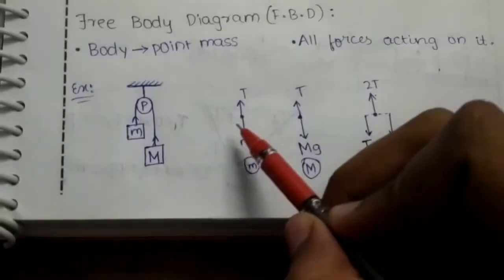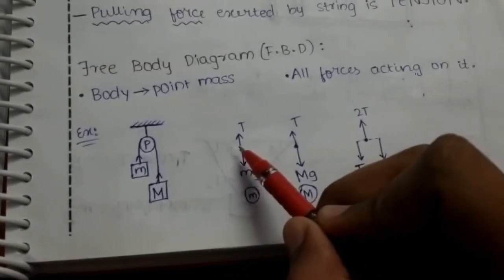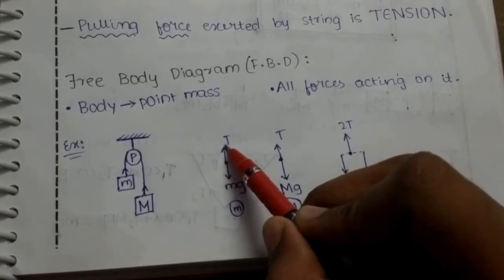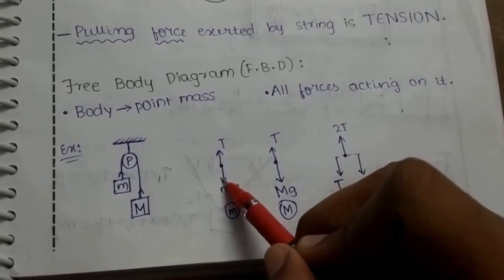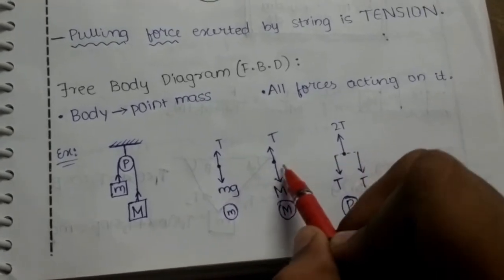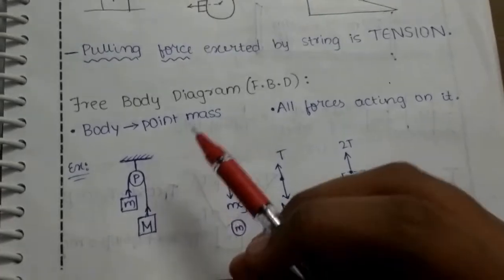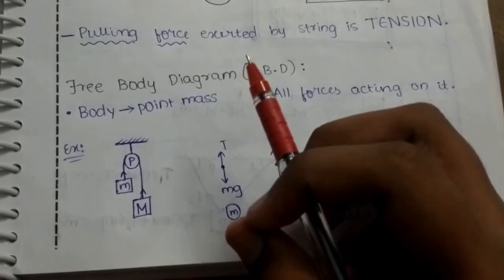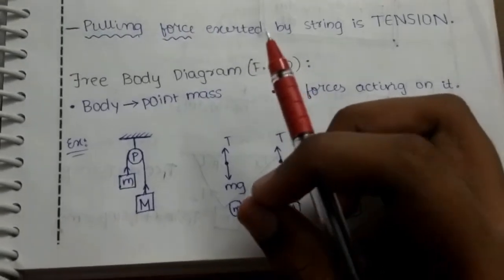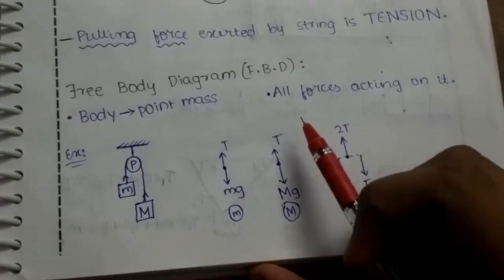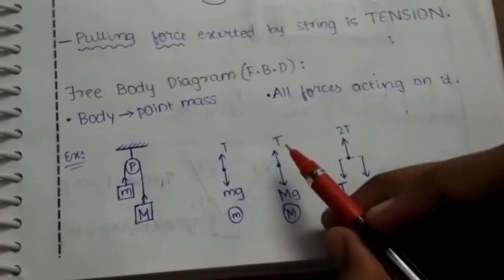In this case, let's draw the forces for this small m. The forces acting on it are tension, away from it, and mg, which is always downward, perpendicular. Tension is the same throughout the string if the string is massless. If it has mass, tension varies from point to point.